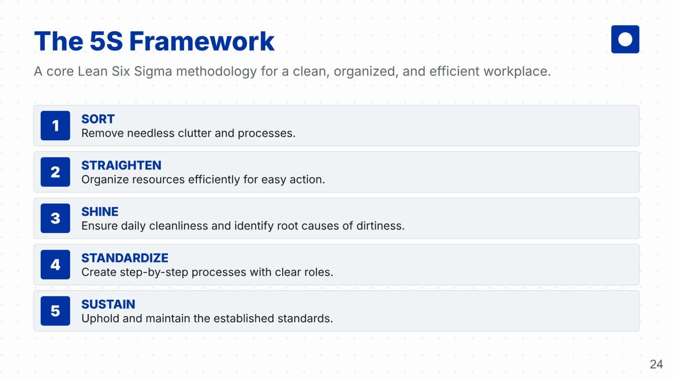Consider an RPA development team. Unnecessary project files are removed during sort. Automation scripts and documentation are organized during straighten. The development environment is kept clean during shine. Coding standards are established during standardize, and regular reviews ensure these practices continue through sustain. The 5S framework demonstrates that operational excellence begins with organization and discipline. By creating a structured and standardized workplace, organizations improve efficiency, reduce errors, and build strong processes that support successful robotic process automation.